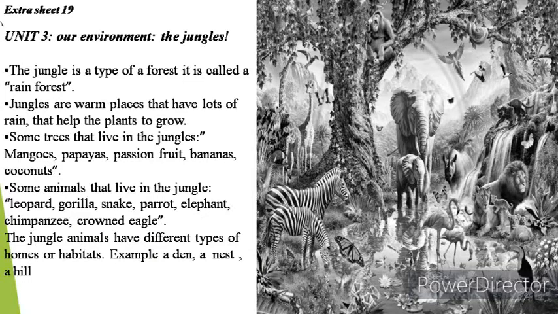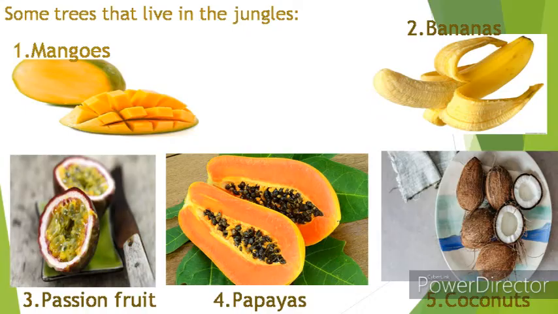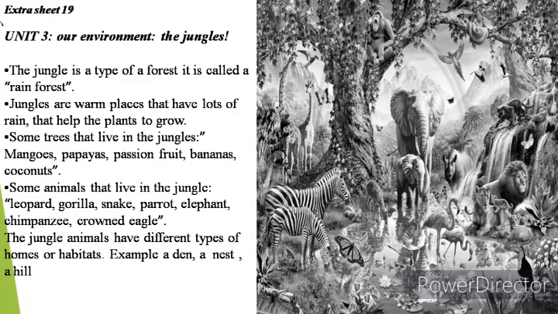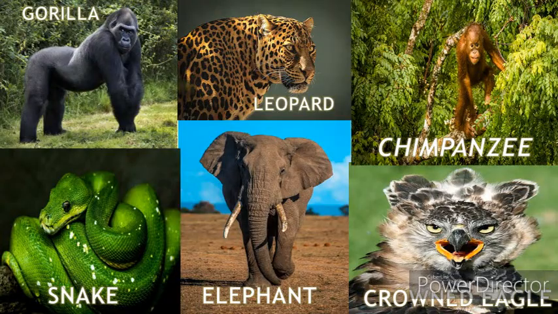The jungle is a type of forest. It's called a rainforest, same as I told you. Why do we call it a rainforest? Because there is a lot of rain there. Jungles are warm places that have a lot of rain that helps the plants to grow. Some trees that live in the jungle: mangoes, papayas, passion fruits, bananas, coconuts. Some animals that live in the jungle: the leopard, the gorilla, the snake, the parrot, the elephant, the chimpanzee, the crowned eagle. Now let's go to the book.